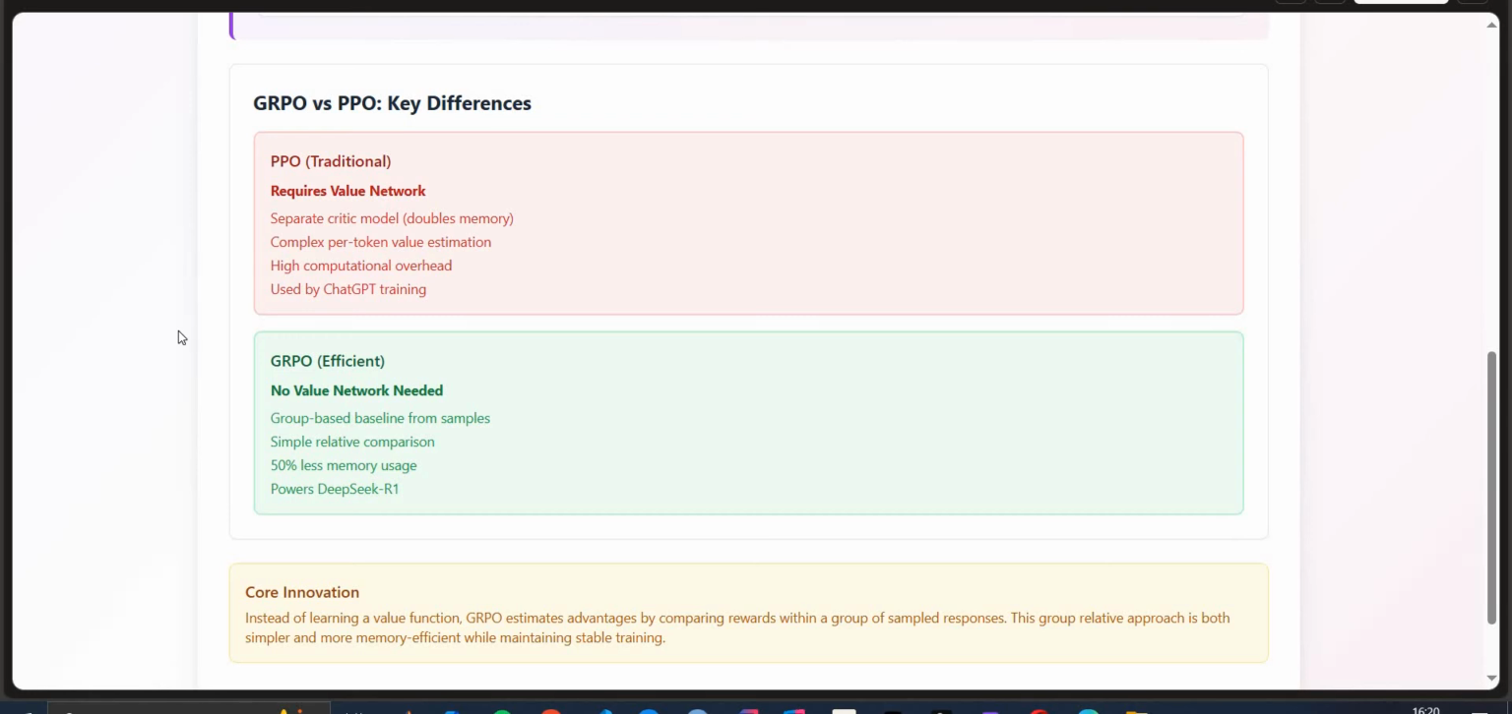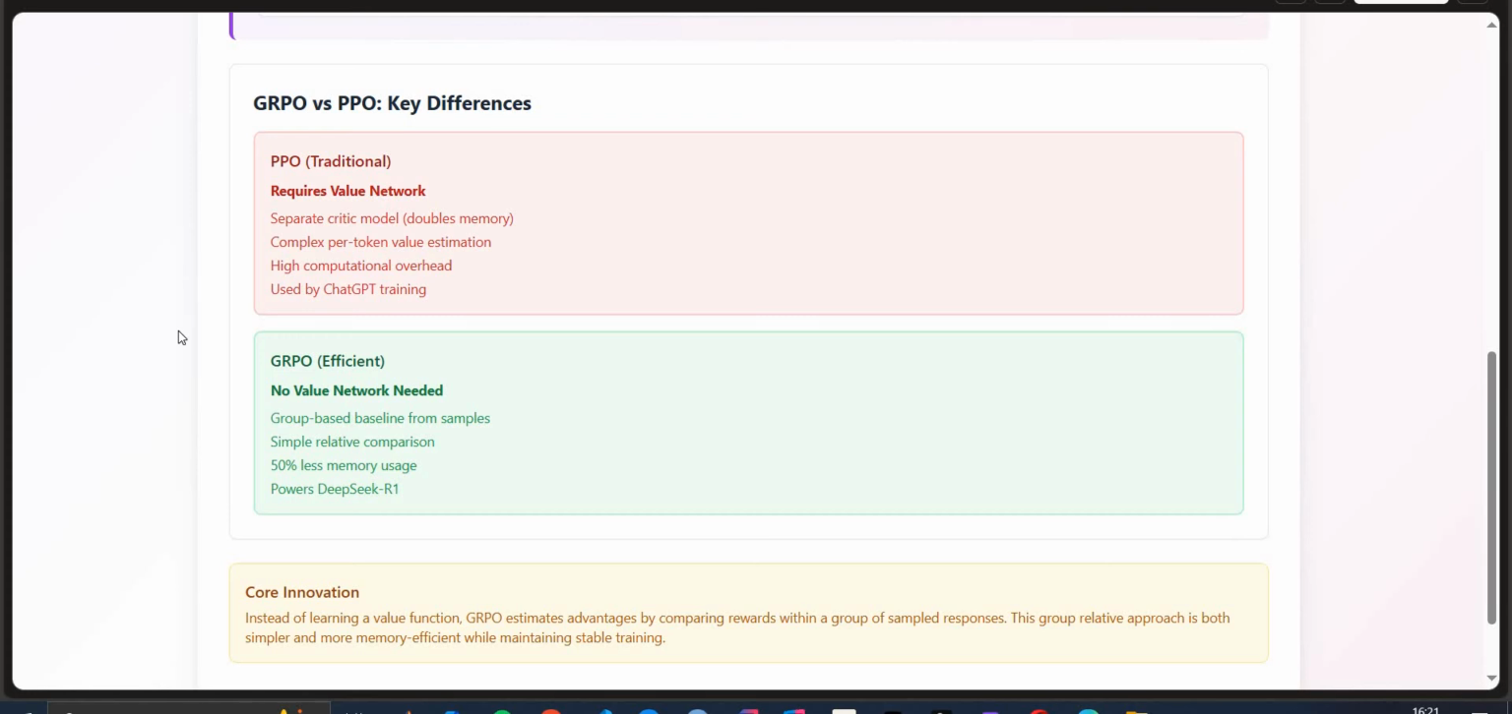That's the kind of setup used in early ChatGPT training. On the other hand, GRPO skips all that. It doesn't use a value network at all. Instead, it calculates a baseline directly from the group of sampled outputs. By comparing rewards among these samples, it figures out which responses are better or worse relative to the average. The update then uses that information to guide the next policy step.